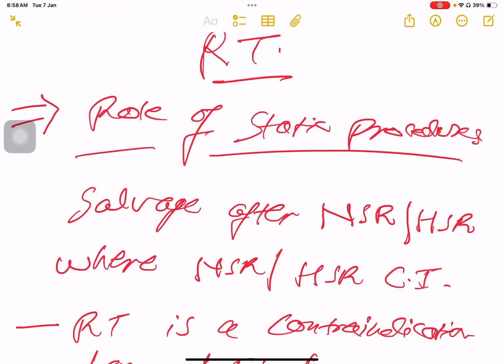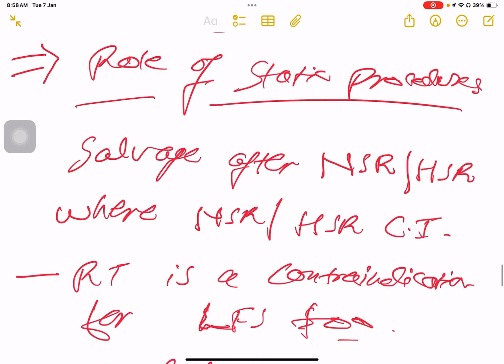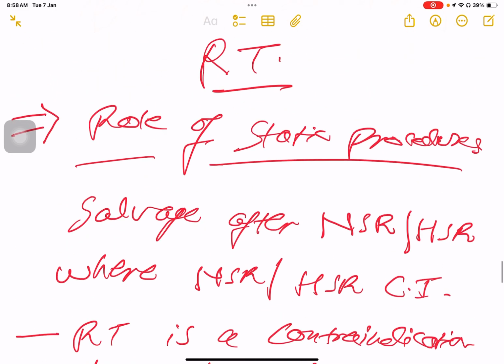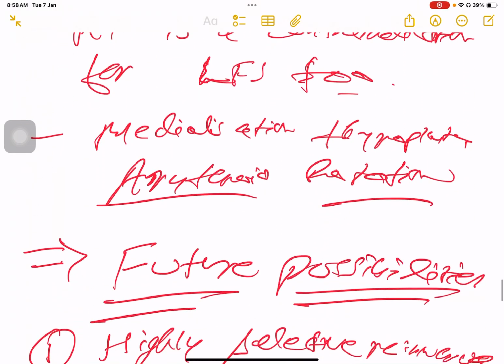So now coming to the static procedure again. If non-selective reinnervation and highly selective reinnervation are the treatment of choice, then what is the role of a static procedure? The role of a static procedure is to salvage the reinnervation surgery. If this reinnervation surgery is contraindicated, in those cases we should go for these static procedures like medialization thyroplasty, arytenoid rotation and arytenoidopexy.